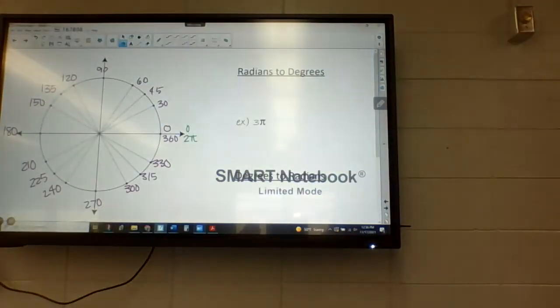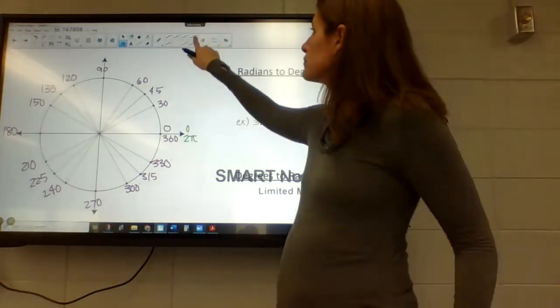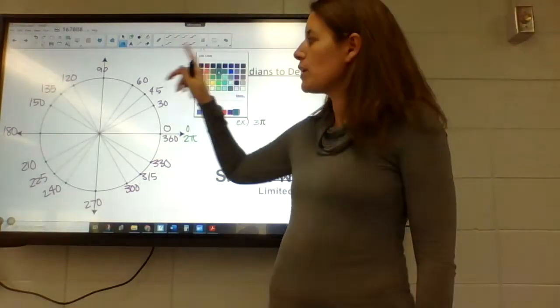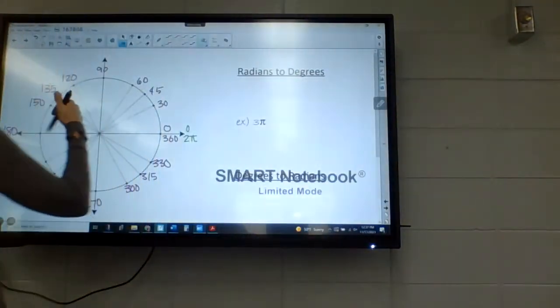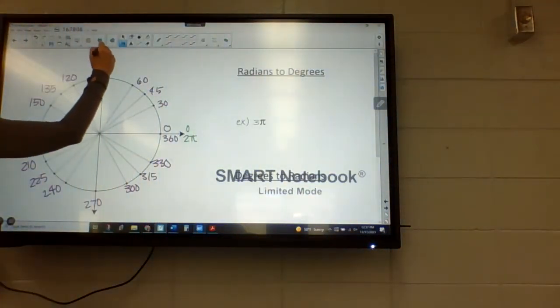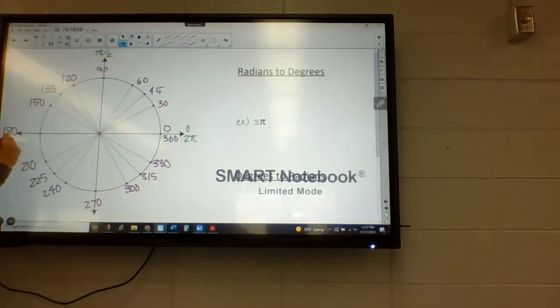So again, we're going to fill in the corresponding radians for all of these. And then we'll talk about how to convert back and forth. I'm going to fill in the ones we just talked about, and then hopefully we can logically talk about some of the other ones. So I said this one was pi over 2 up here. This is pi.